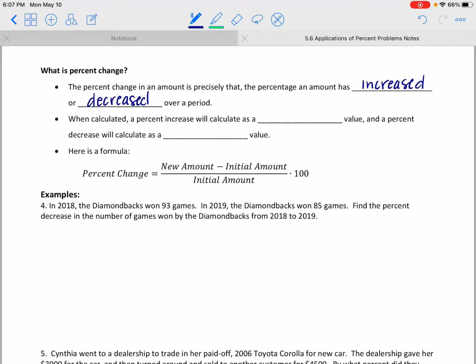Now, when you're calculating a percent increase, that's always going to calculate as a positive value. And when you calculate a percent decrease, it's going to calculate as a negative value. But either way, it represents a change. So the percentage that you actually calculate is going to be the percent change. Positive means it was an increase. Negative means it was a decrease.